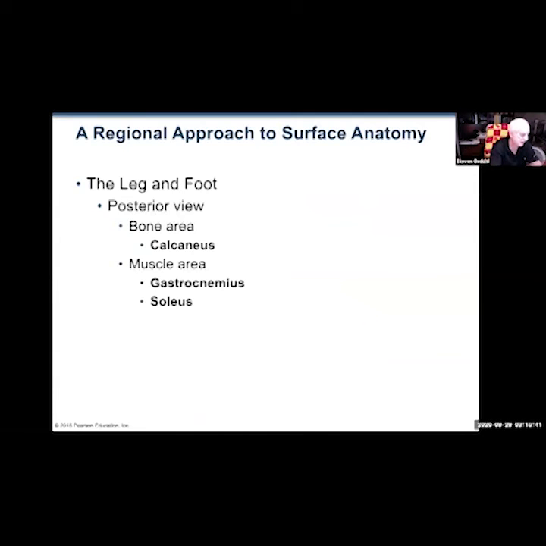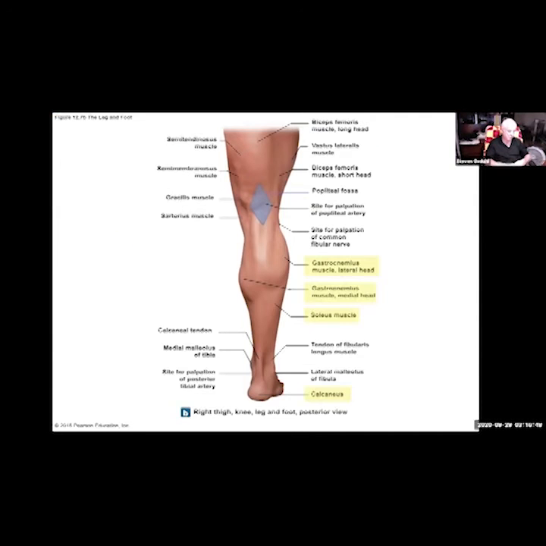Okay. The posterior part of the foot, you have your calcaneus, which is your heel bone, your gastrocnemius, and your soleus muscles. Here's your gastrocnemius muscle, which is the lateral head on the side, your gastrocnemius muscle on the medial head on the side, and your soleus muscle runs down the middle there. And the calcaneus, we said, was the heel bone.